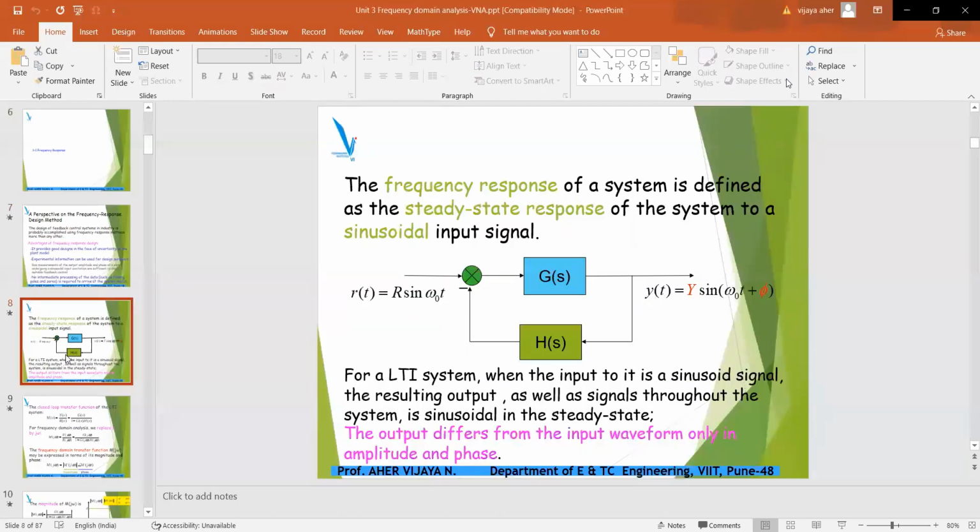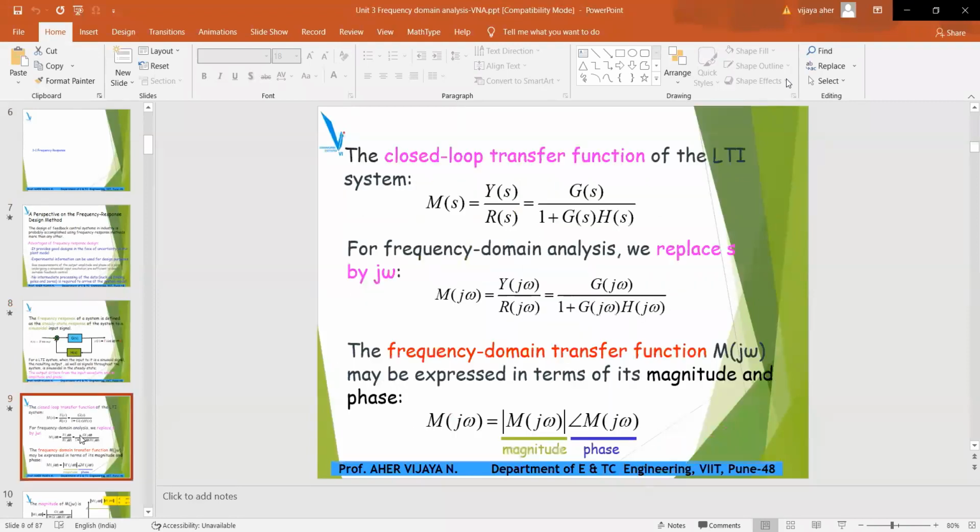Then I have taken frequency response. This is the block diagram of a closed loop control system for an LTI system. When the input is sinusoidal in nature, the output is also sinusoidal in nature, with only a change in amplitude and phase at the output. This is nothing but frequency response. You know very well the definition of frequency response that we have defined.